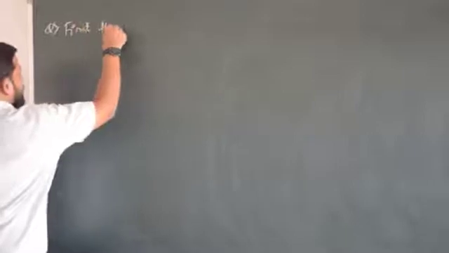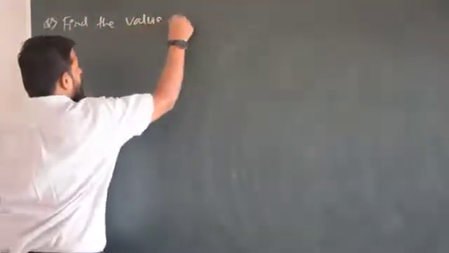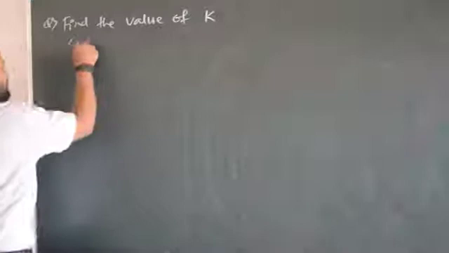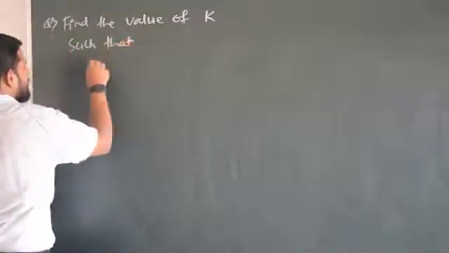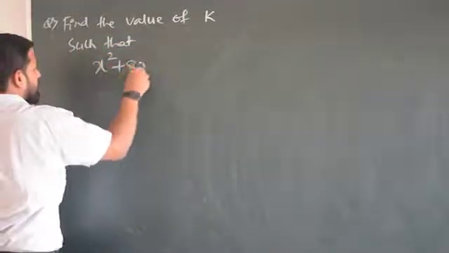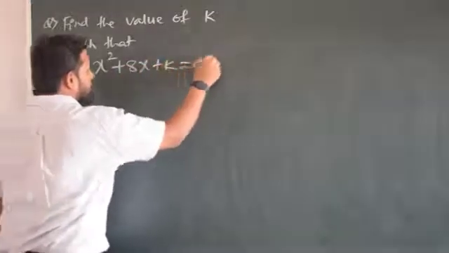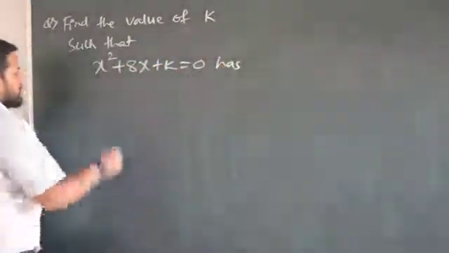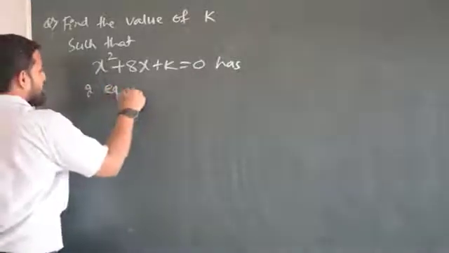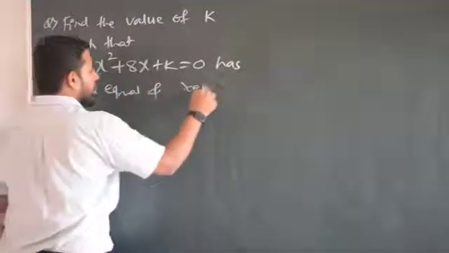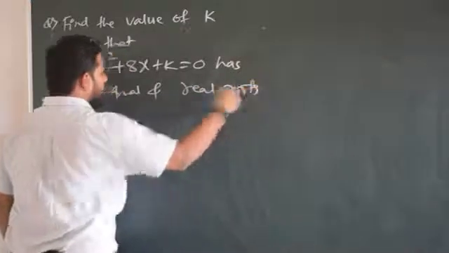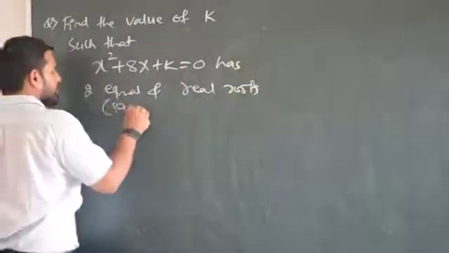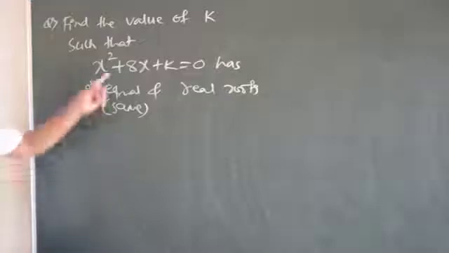Okay, fine. Now they will ask you one more type of question. Find the value of k such that x square plus 8x plus k equal to 0 has two equal and real roots. Equal means the same, and real roots. You have to find the value of k.